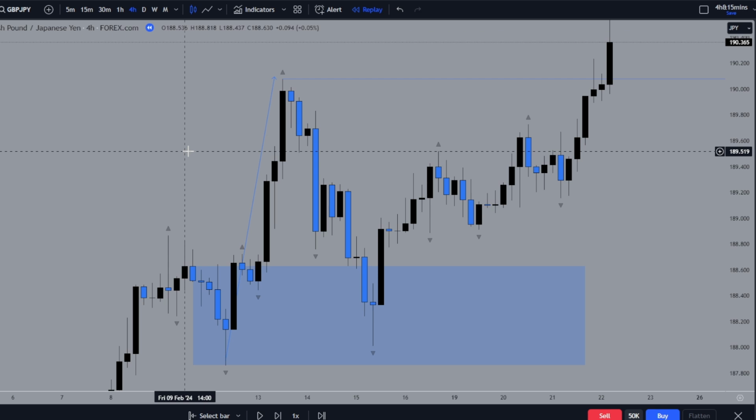We usually don't use that knowledge. We are aware of certain concepts, and you will see ICT concepts on this channel as well. But usually we call this demand or supply level. But you can call it order block as well. It's basically the same thing. So we have seen a demand level breaking structure to the upside.